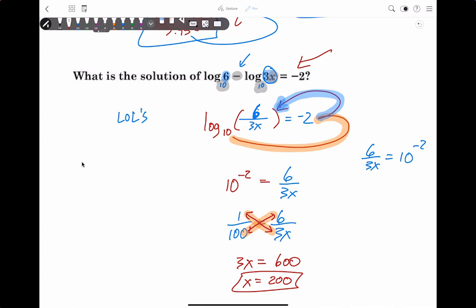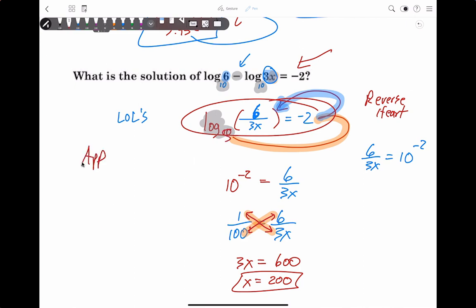Notice how we could have done the reverse power method, or we could have done the same base. I'll show that same base here one more time. We wanted the bases to be the same here. So to cancel this log base 10, I applied a base of 10. If it was log base 8, I would apply a base of 8. If this was 6, I would apply a base of 6 to both sides. Whatever that number is, we apply the base to both sides.